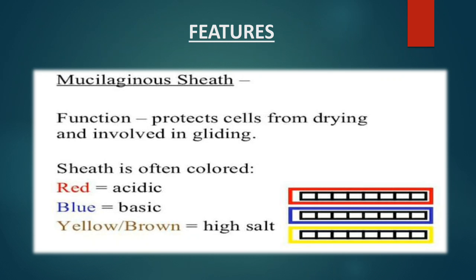Features: mucilaginous sheath. Function: protects the cell from drying and is involved in gliding. The sheath is often colored: red color due to acidic conditions, blue color due to basic conditions, and yellow and brown show high salt concentration.